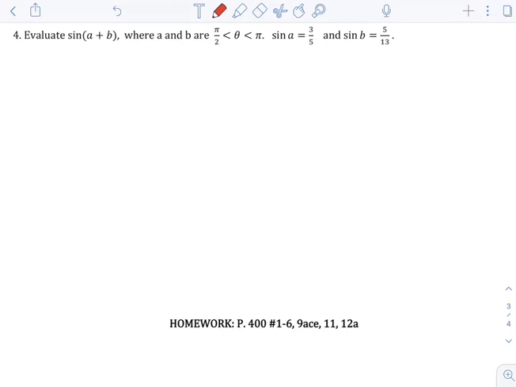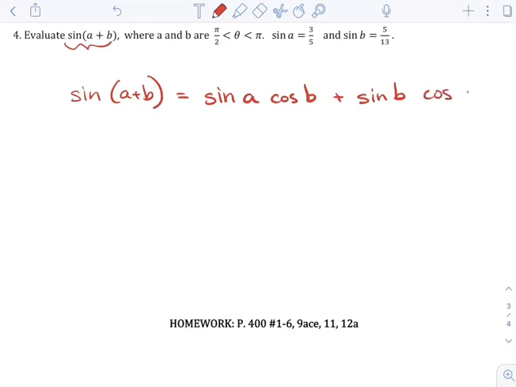All right, last one that we're going to do. It's kind of a twist on what we've been working with. Next one, it says evaluate sine A plus B. So it's an addition. So I know that sine A plus B is equal to sine A cos B plus sine B cos A. That's the formula. And then it says where A and B are both in the second quadrant.